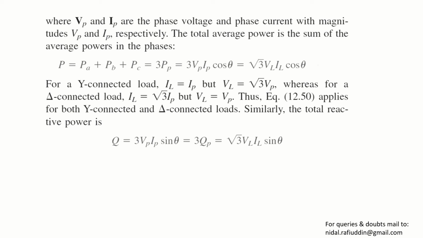Now we talk about a load which is star connected. IL and IP will be equal, but VL is given as root 3 VP, while for a delta connected load IL is root 3 IP, but VL is equal to VP. This is something that I just told you, and thus the equation. In fact this is taken from a book, and the previous equation was referred to as 12.5 in the book. So this can be written for delta and star connected loads.